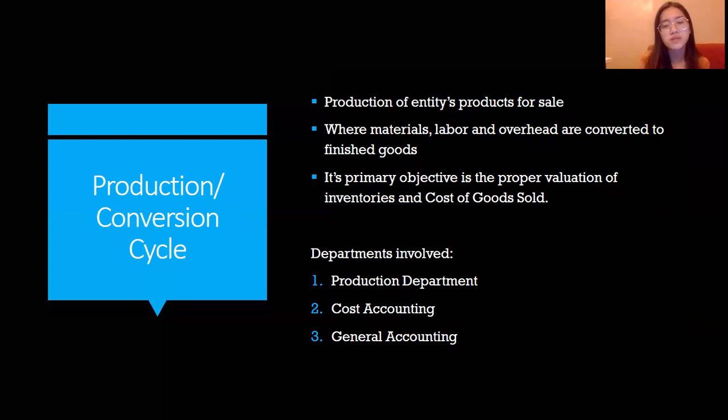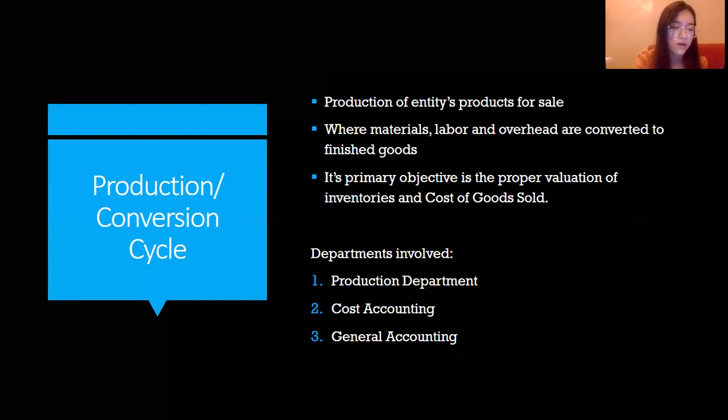The departments involved are, first, the production department, where physical custody of materials and labor documents is usually held and which is authorized to make normal production runs. But in special cases, like if there is a special order, the authorization must come from the board of directors or its authorized representative. Then next we have cost accounting.